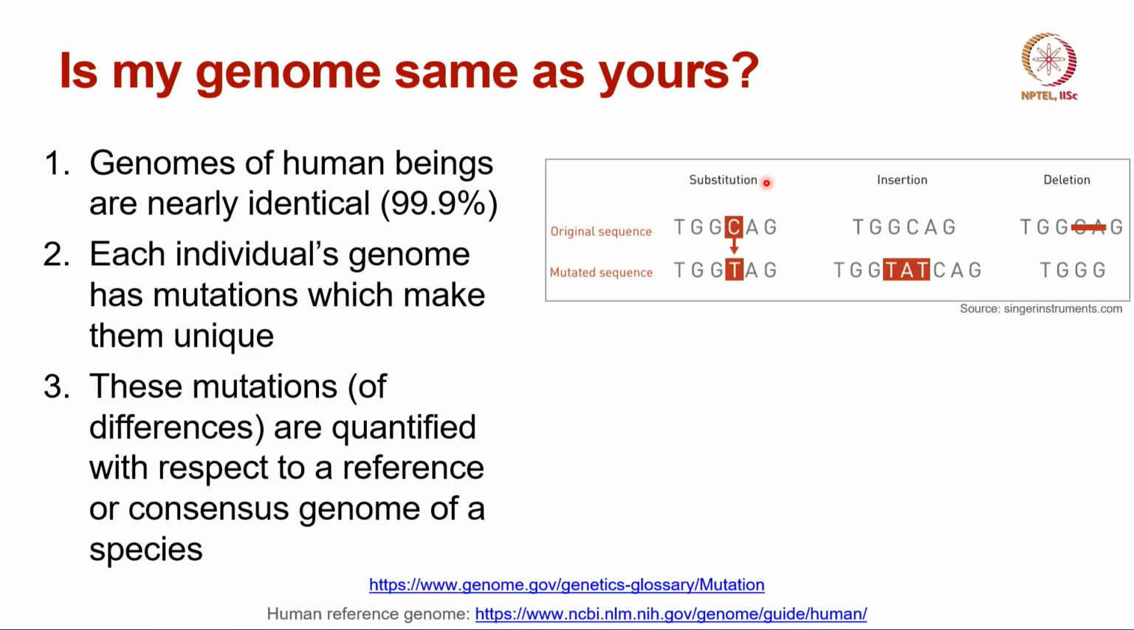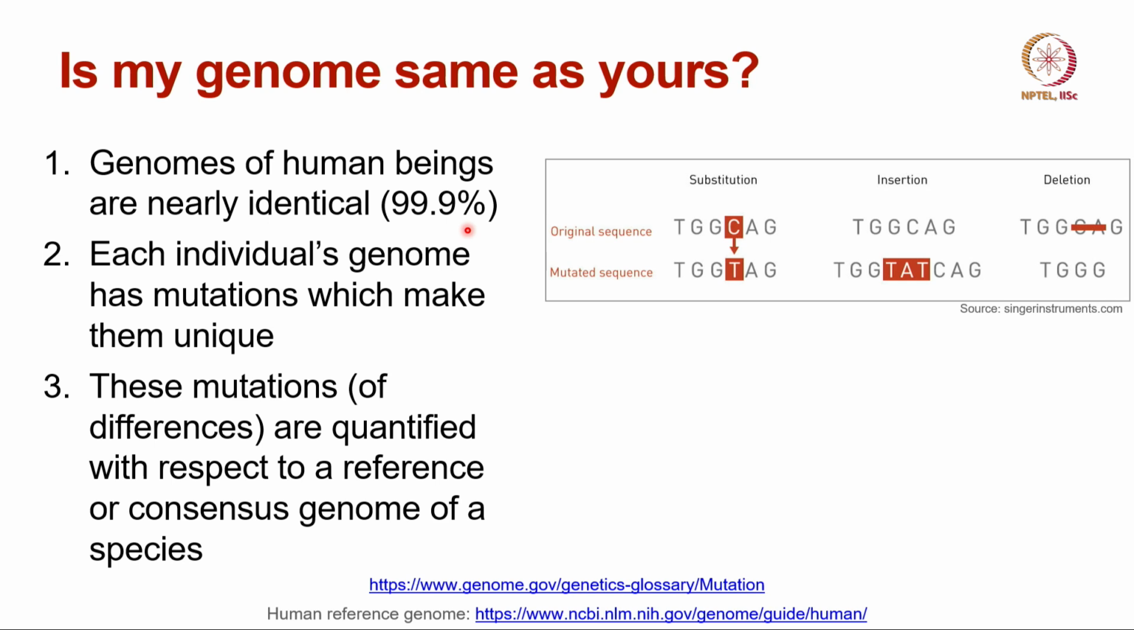Now another point I want to emphasize is that the genome sequences that we have are almost identical, on average they are 99.9% identical, and that 0.1% difference makes us unique. So for example, my eye color or other aspects like height can be governed by such 0.1% differences within the genomes.